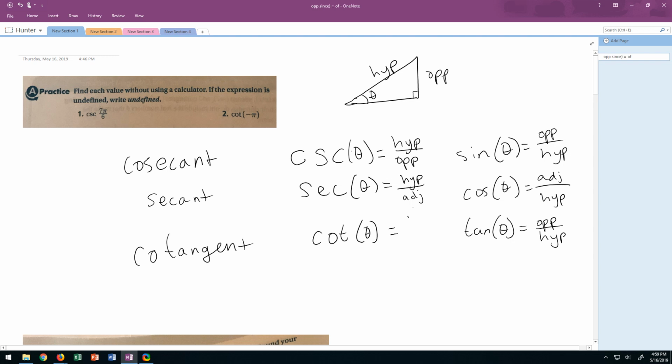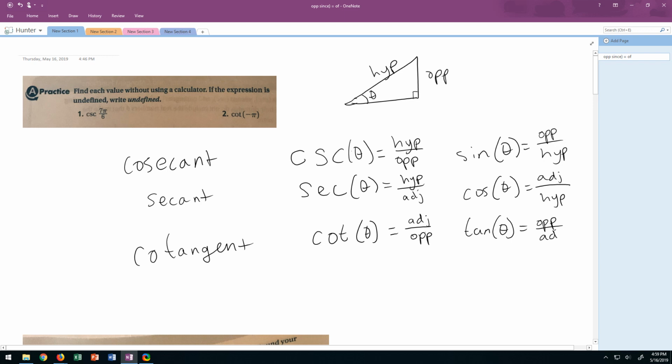No, I messed something up over here. Take a look here. I messed this up. This should be opposite over adjacent, shouldn't it? Yeah. Okay. All right, so the cotangent of theta is defined to be the adjacent over the opposite.